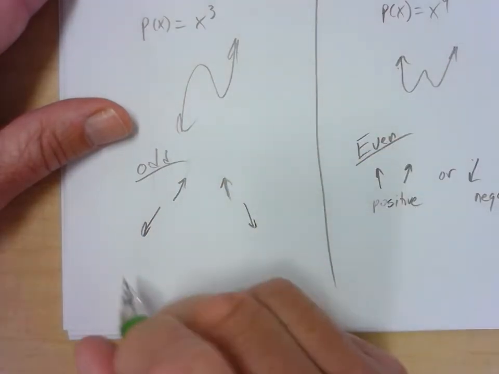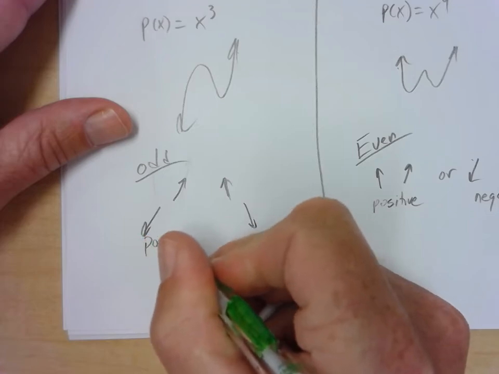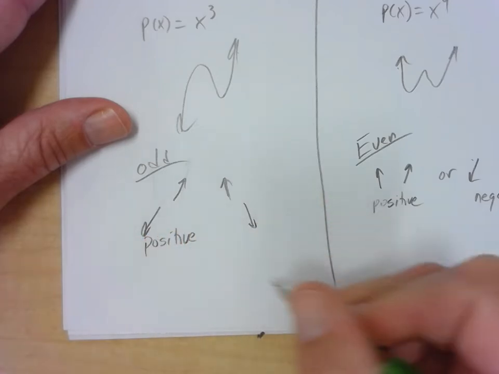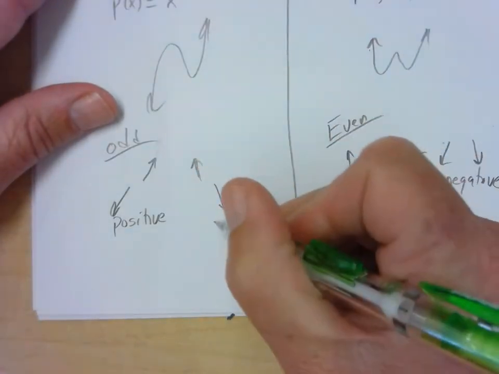So this one would be positive and odd. And this one, since it's flipped upside down, it'd be negative and odd.